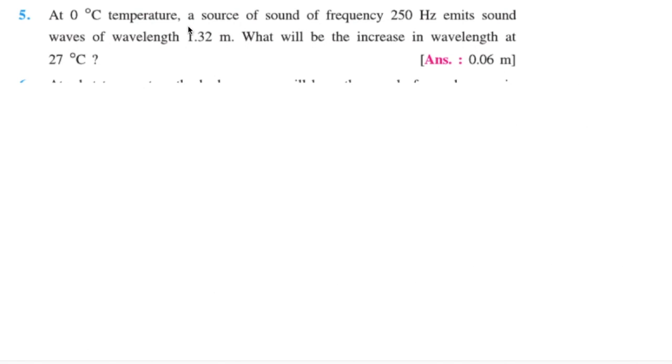Temperature. A source of sound of frequency 250 Hz emits sound waves of wavelength 1.32 meter. What will be the increase in wavelength at 27 degrees Celsius? That means we need to find out by how much the wavelength increases when the temperature is increased by 27 degrees Celsius. So for that we need to find lambda 2 for 27 degrees Celsius, if lambda 1 for 0 degrees Celsius is given to you as 1.32 meter, and our frequency is 250 Hz.